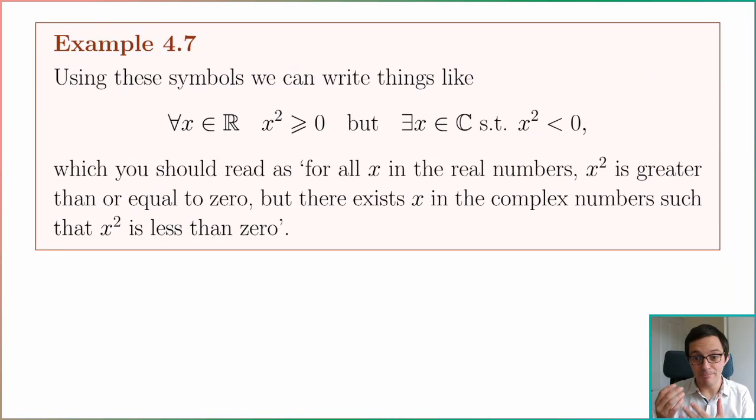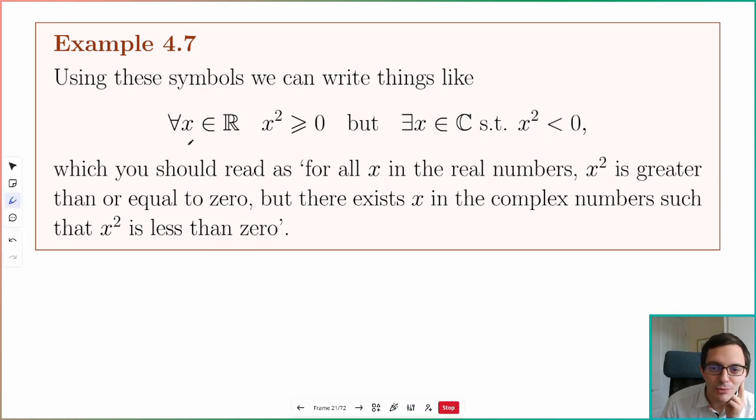So using these symbols, we can build statements. Here are a couple of examples. This one says, for all x in the reals, x squared is greater than or equal to 0. And notice that in this one, there's just a space, not even a comma, to separate those two parts of the claim. But there exists an x in the complex numbers such that x squared is negative. There exists the number 3 times i in the complex numbers that squares to -9.